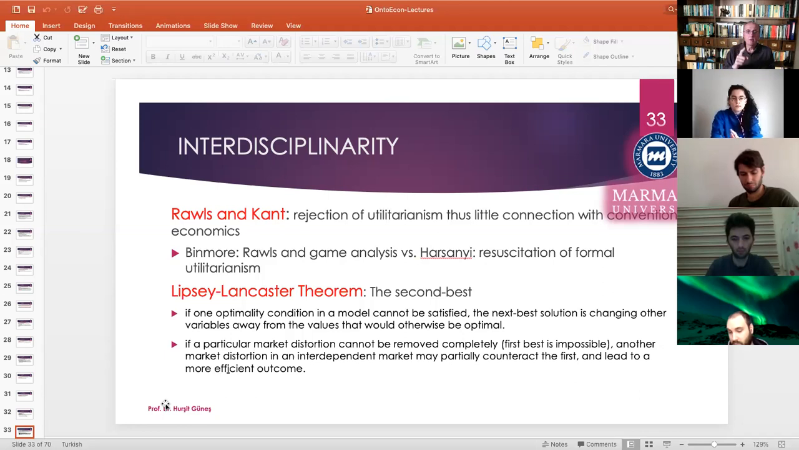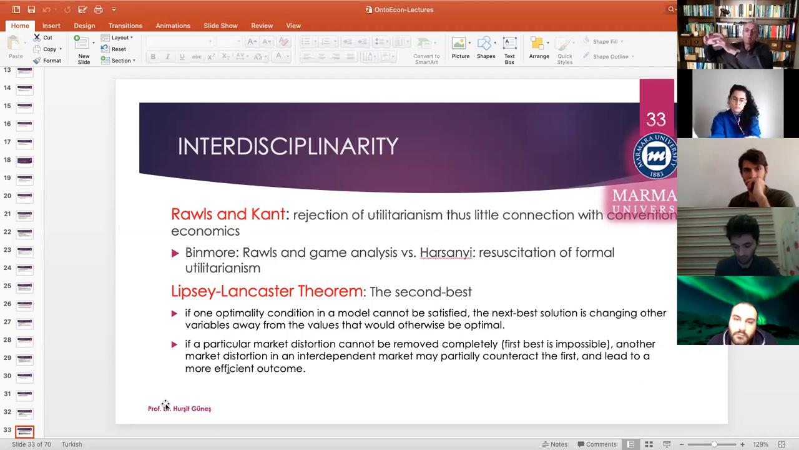If one optimality condition in a model cannot be satisfied, which is the first best, the next best solution is changing other variables away from the values that would otherwise be optimal. Second best. If a particular market distortion cannot be removed completely, so you cannot get to first best, yes? The first best is a non-distorted market, a perfect market, but you can't get it. You can't get rid of the market distortion completely. Another market distortion in an independent market may partially counteract the first and lead to a more efficient outcome.